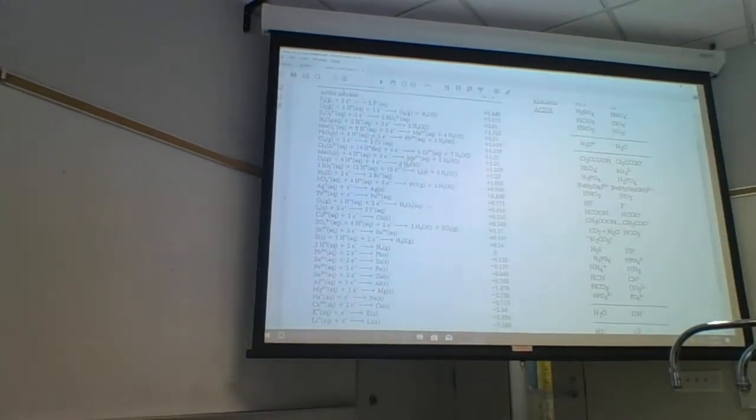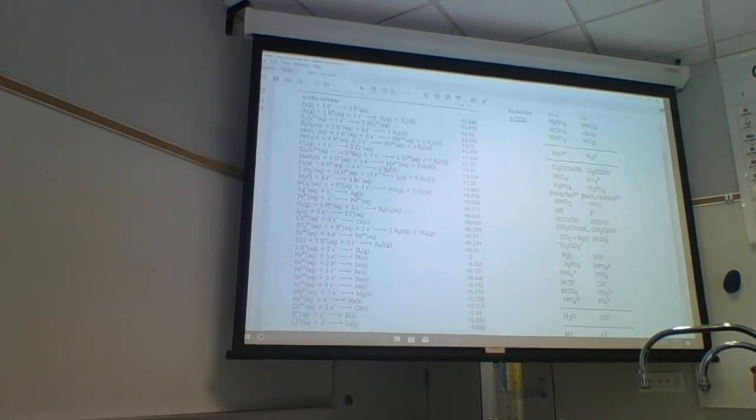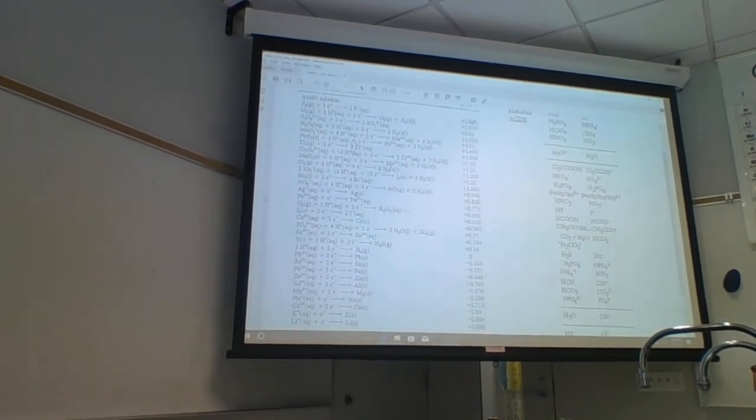This has most of the common chemicals. Not everything. It's not comprehensive. Some stuff is missing from this chart. And there are two reasons it could be missing.